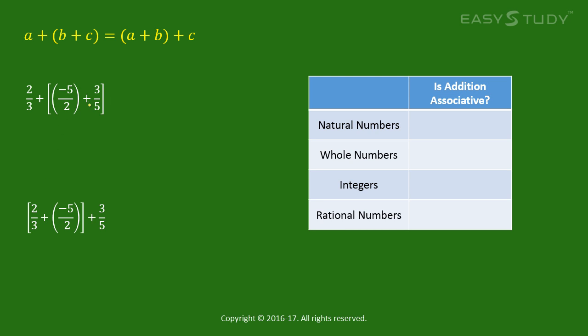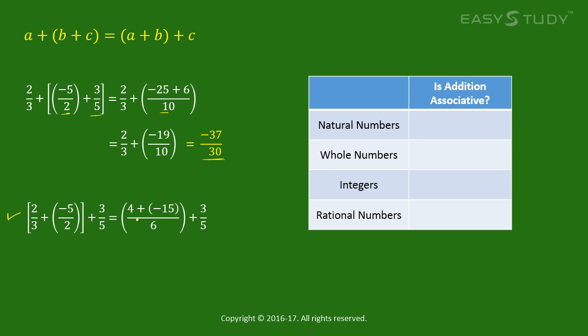Let's simplify this bracket first. 2/3 + (-25 + 6)/10. Since 10 is our LCM, here we have 10. 2/3 + (-25 + 6)/10. If you simplify this further, you get -37/30. Now let's simplify the other one. This is equal to (4 + -15)/6 + 3/5. If you simplify this further, we get -37/30.